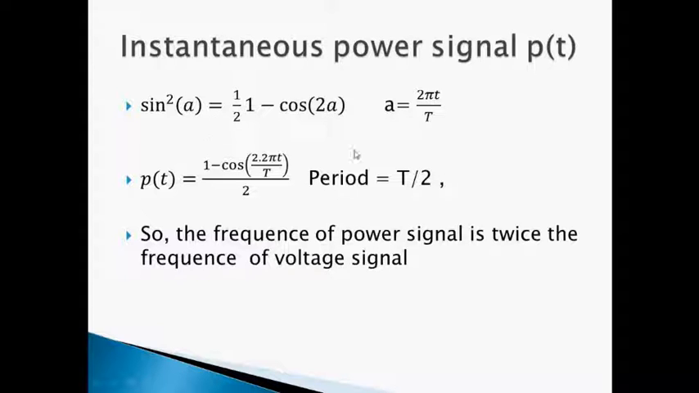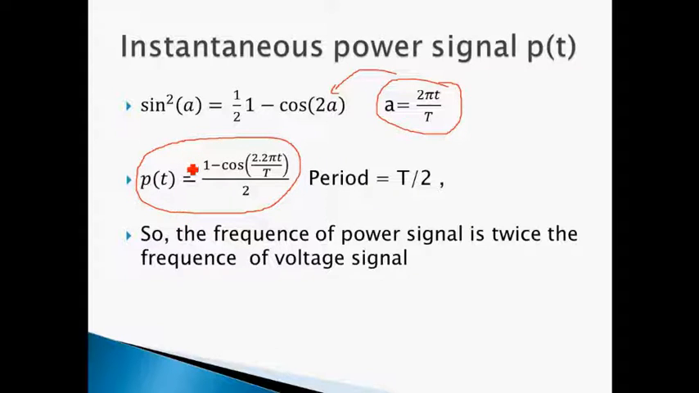So if we put A equal to 2πt above capital T in this expression, we have the power, the instantaneous power of the circuit, equal to this expression. It's important to note that the period is half of the former period. So the frequency of the power signal is twice the frequency of the voltage signal. Okay?